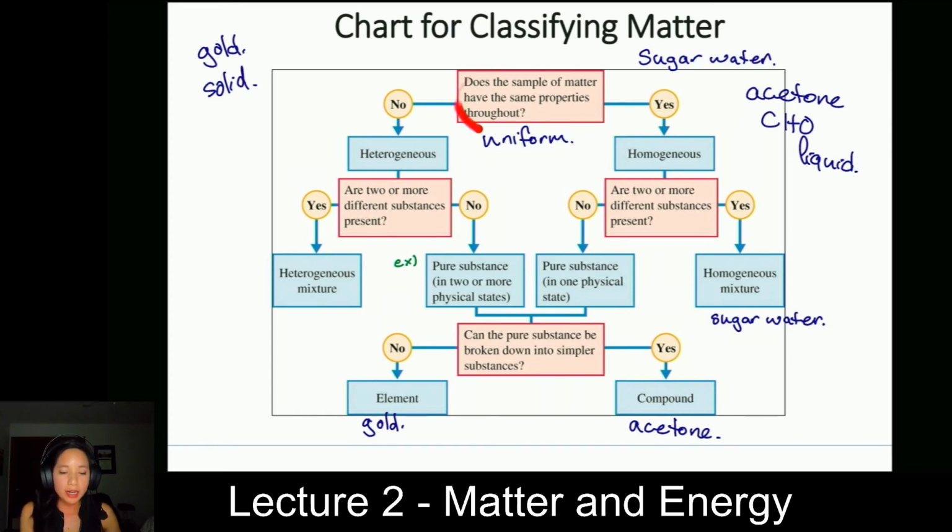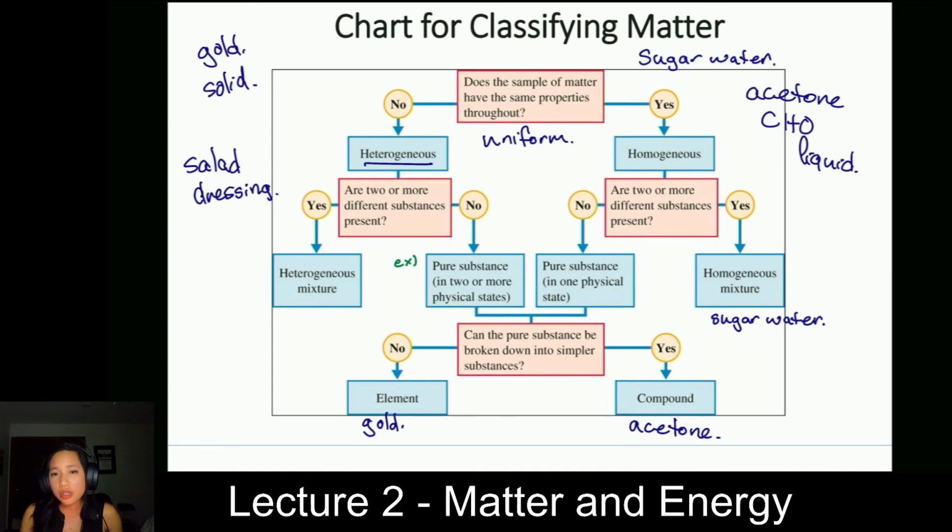So let's go back to the top of our chart here and ask ourselves, is a piece of matter uniform throughout? Let's say no, it's not uniform, that you can see specks of things. So let's just say Italian salad dressing. There's lots of herbs at the bottom. All right, so I have a sample of salad dressing. It is not uniform throughout because I can see herbs and spices at the bottom. So no, it's not uniform. This is a heterogeneous sample.